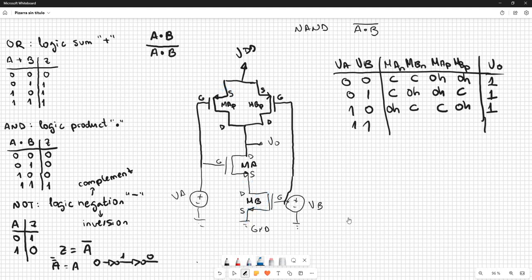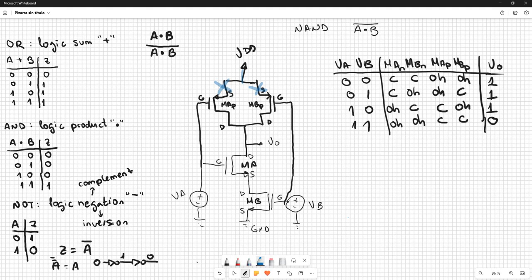And the last combination, both A and B in the base are in ohmic because they have a 1 at the gate. So their complementary transistors have to be in cutoff. In this case, we have a 0. Why? Because in the load part, both transistors are in cutoff, so the supply voltage cannot reach the output.